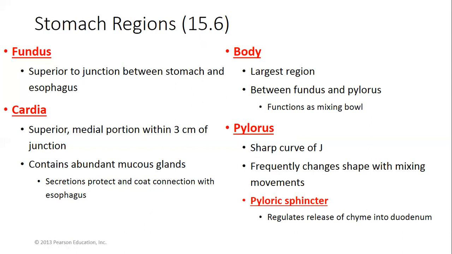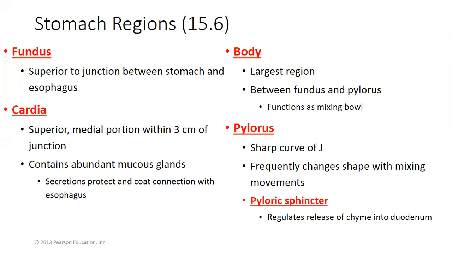The body is the largest region between the fundus, the superior portion, and the pylorus, which is the inferior, more distal portion. It's like the J curve there. And at the distal end of the pylorus is the pyloric sphincter, which regulates the movement of chyme produced in the stomach into the small intestine, the first part of which is the duodenum.